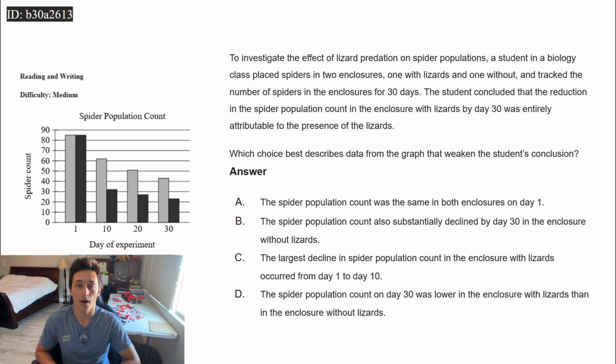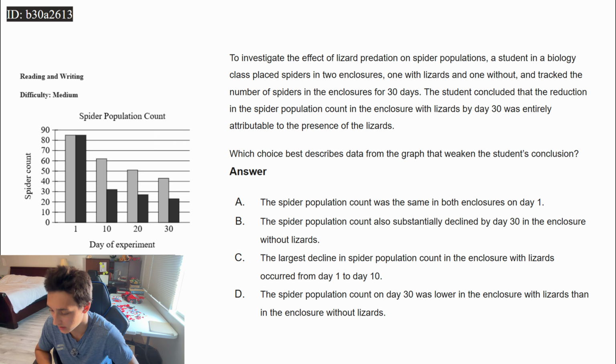This is the spider population count. To investigate the effect of lizard predation on spider populations, a student in a biology class placed spiders in 2 enclosures, one with lizards and one without, and tracked the number of spiders in the enclosures for 30 days. The student concluded that the reduction in the spider population count in the enclosure with lizards by day 30 was entirely attributable to the presence of lizards. So the student's conclusion is that fewer spiders with the lizards was correlated to how many lizards there were.